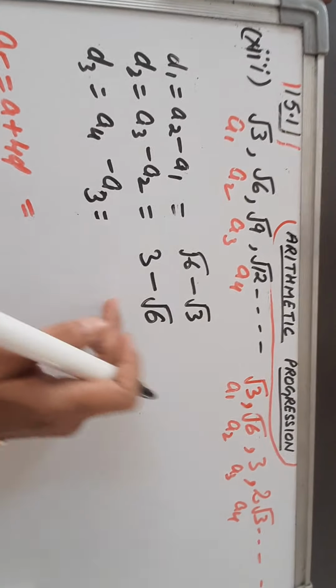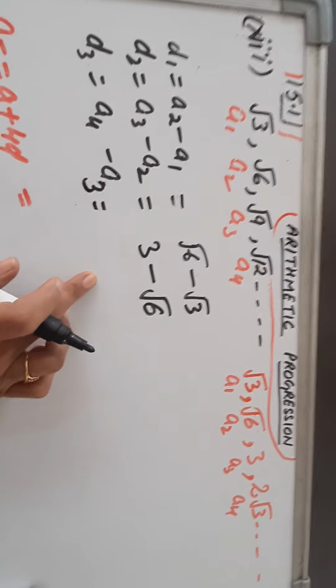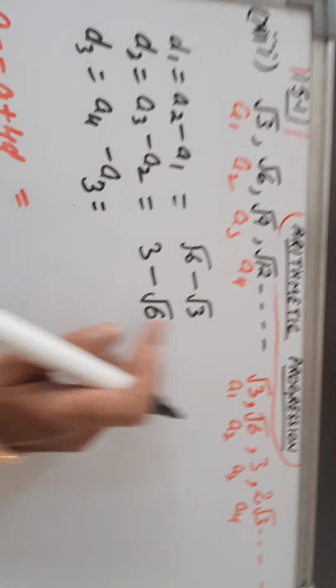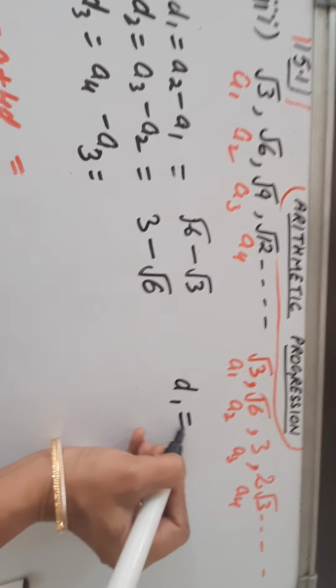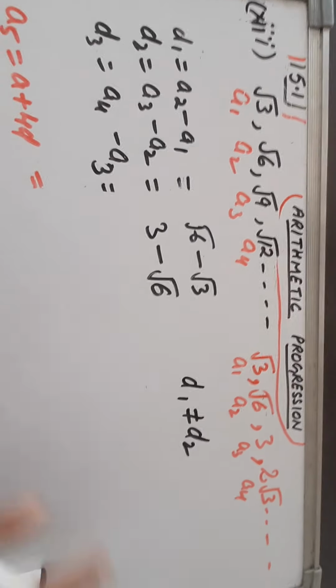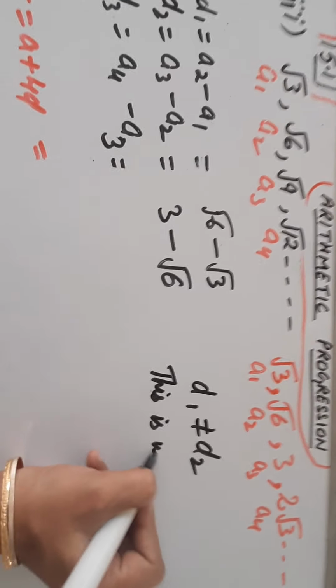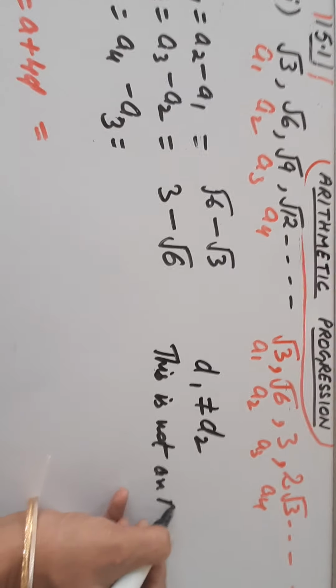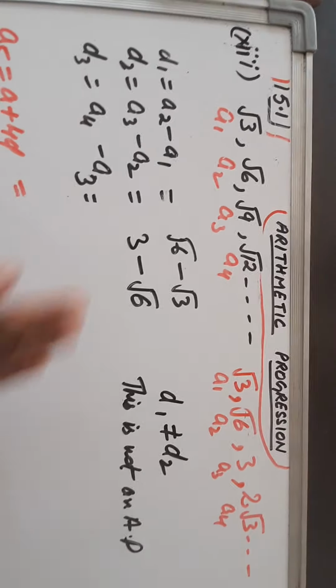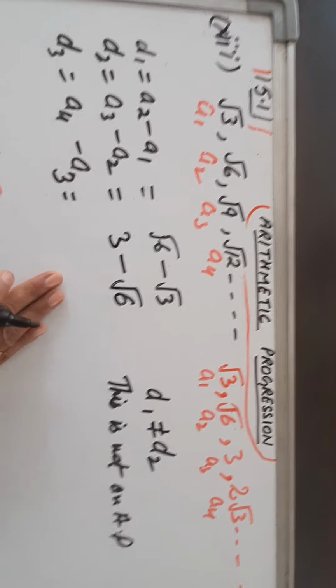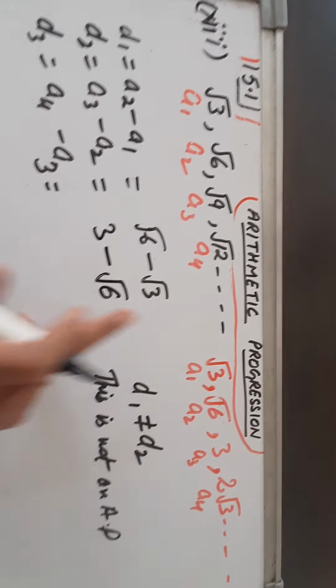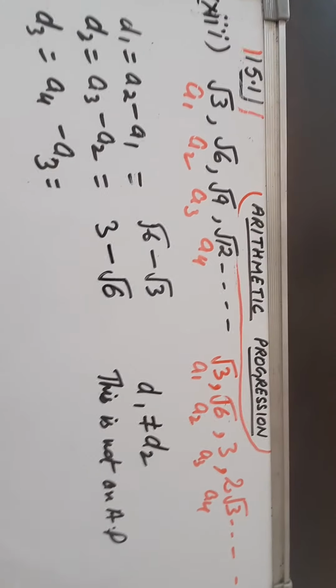So as you can see, no need to find out the third difference because the first two differences are not the same, because D1 is not equal to D2. So hence this is not an AP. So this is the end of the question. No need to solve it further. As I told you, only 2 differences are enough to get the answer.